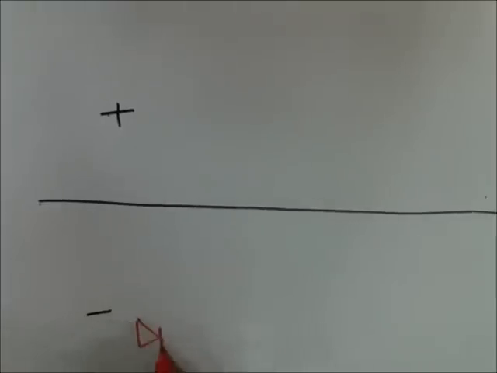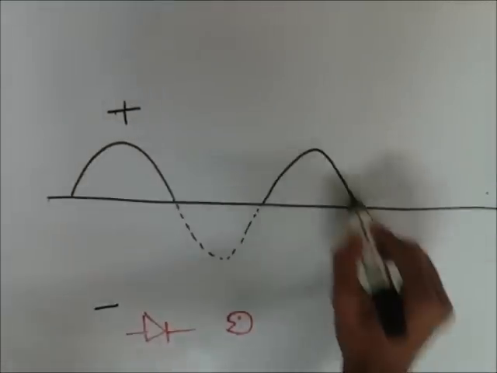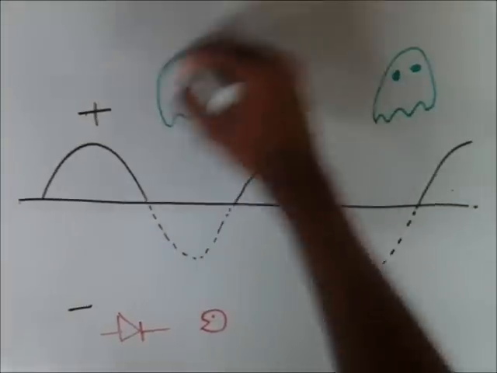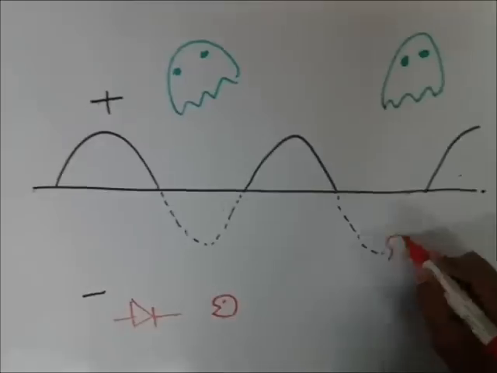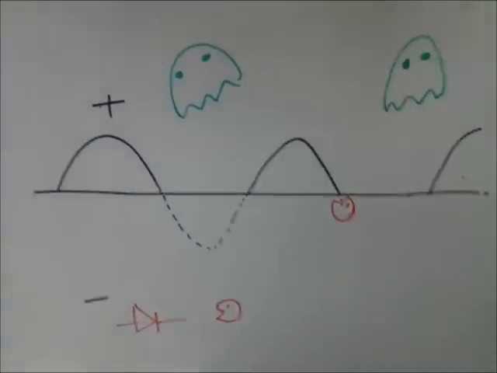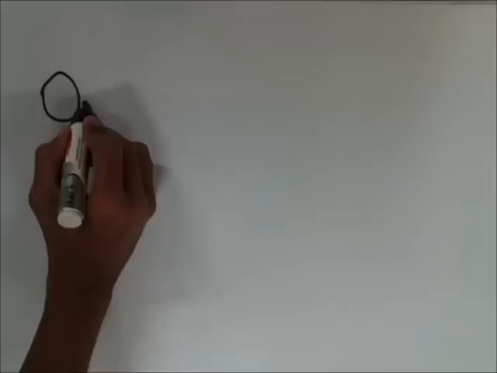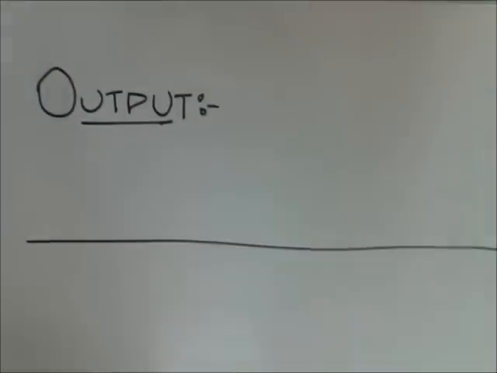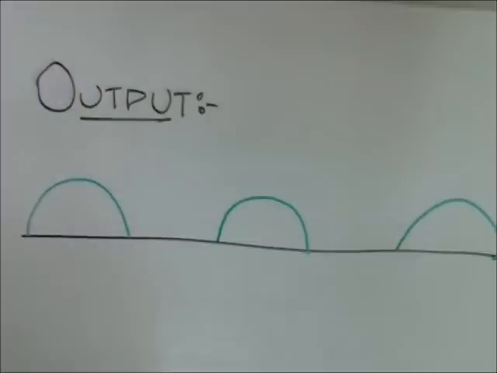Hence, we conclude that when the input voltage is going through its positive half cycle, output voltage is almost the same as the input voltage, and during the negative half cycle, no voltage is available across the load. This explains the unidirectional pulsating DC waveform obtained as output.